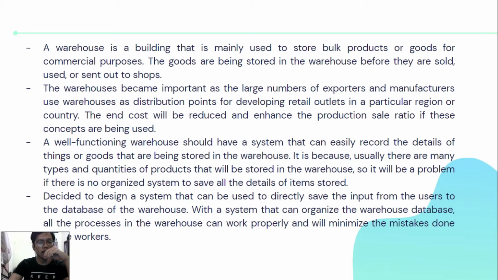A well-functioning warehouse should have a system that can easily record the details of the goods being stored in the warehouse. It is because usually there are many types and quantities of products stored in the warehouse. So it will be a problem if there is no organized system to save all the details of the items stored. Because of this, we decided to design a system that can directly save the input from the users to the database of the warehouse. With a system that can organize the warehouse database, all the processes in the warehouse can work properly and will minimize the mistakes made by the workers.